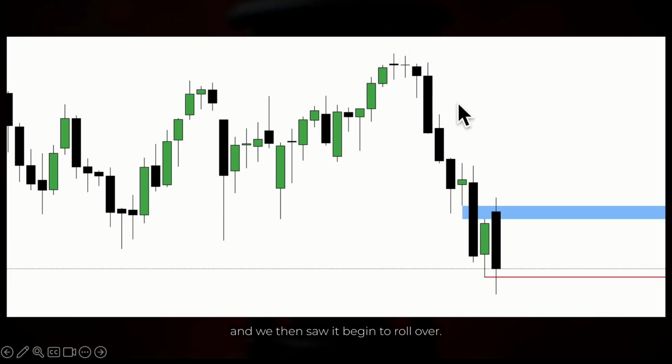We then saw it begin to roll over. Notice that when the market began to roll over, we saw it create multiple imbalances right here. Notice, however, that both these imbalances were allowed to be left intact, meaning we didn't see the market retrace into them. These open imbalances are now called breakaway gaps. These breakaway gaps are suggesting to us that we're likely going to see speed and velocity towards the downside even more soon.